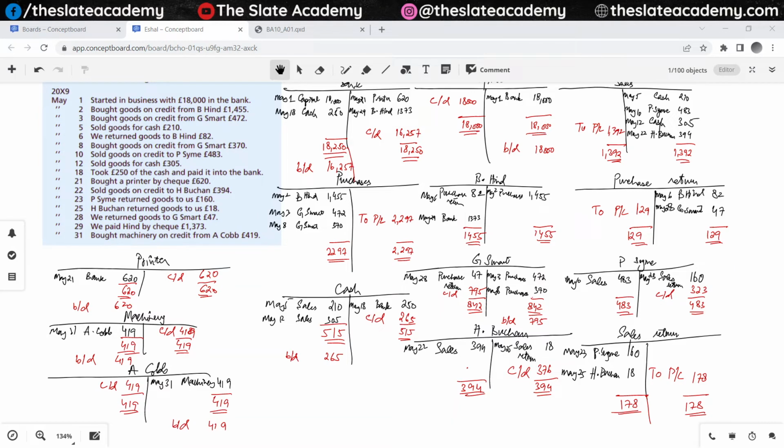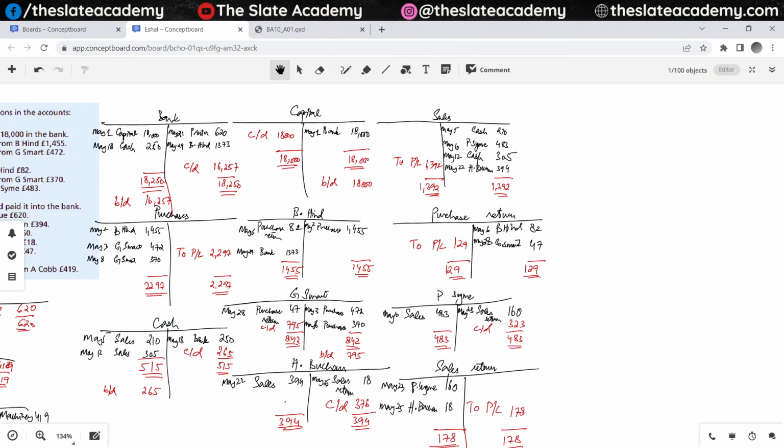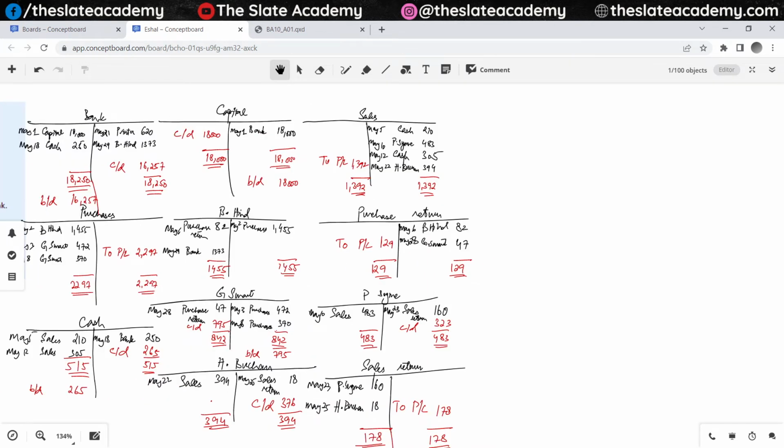Achha ji, the next step is now we have to prepare what we call a trial balance. A trial balance is basically a check that we have done all the accounting right or not. So we'll simply give the heading over here. Let me say trial balance. Achha ji, on what date am I drawing it? As at 31 May. Whatever year.